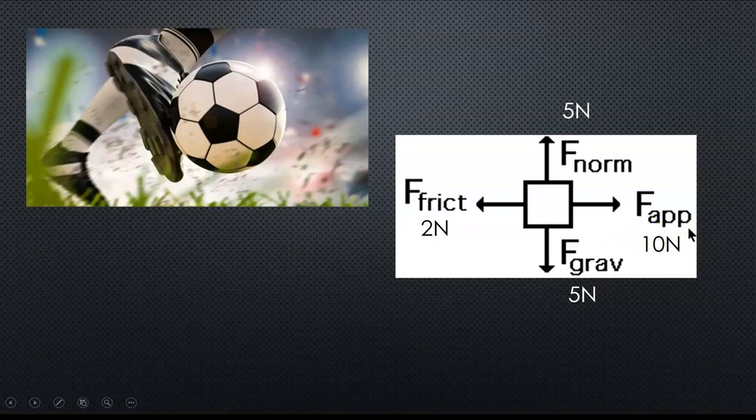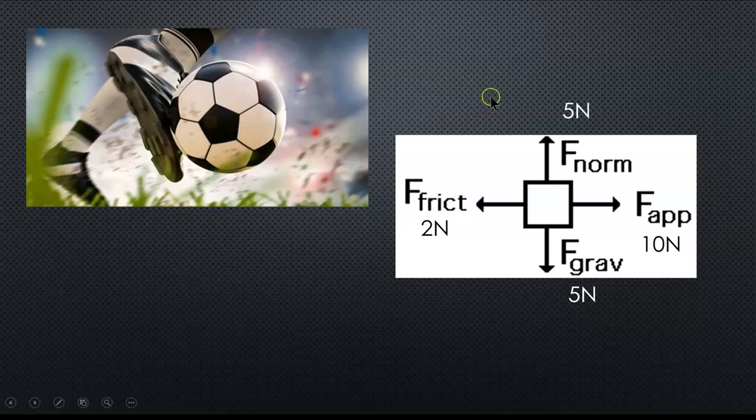Now let's just go with the idea that all of this is happening directly on the ground. So the soccer ball is rolling on the ground. We've got 5 newtons of force pulling down. We've got 5 newtons of normal force pushing up. That means that it's not going to either get sunk into the ground or float away. So from that direction, those forces are balanced. 5 and 5, the same, pushing in opposite directions, those forces are balanced.